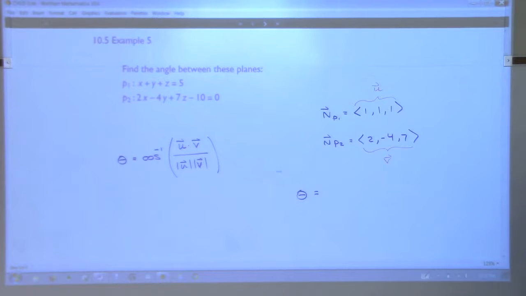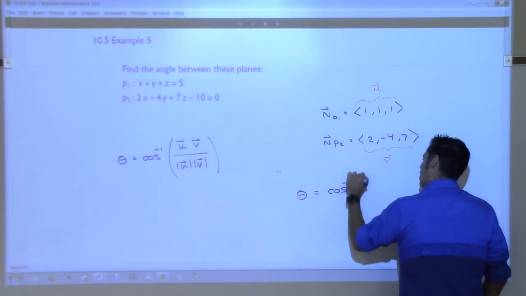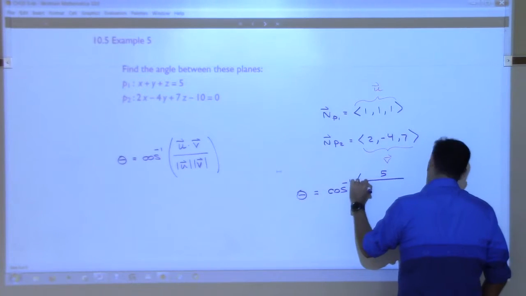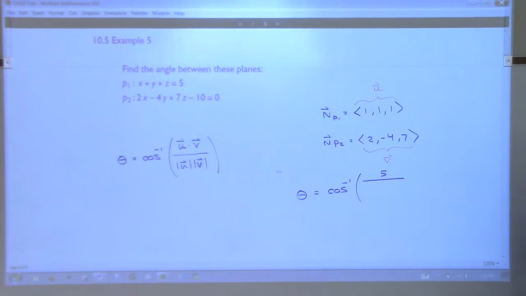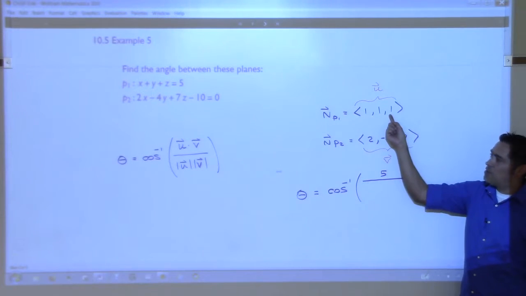Okay, Domingo, what's the dot product of those two? The dot product is 2 minus 4 plus 7. Okay, so 2 minus 4 negative 5? Is that 5? Arc cosine of 5 over, okay, we need some magnitudes here, right? What about the magnitude of this one? You just square all these, and then add them together, and then take the square root. So root 3.